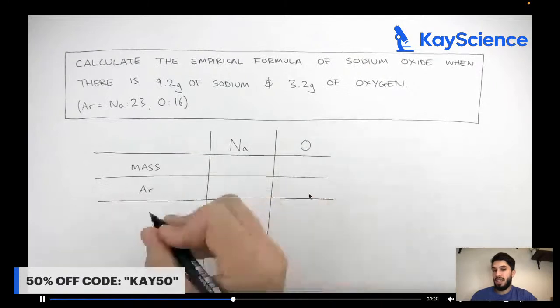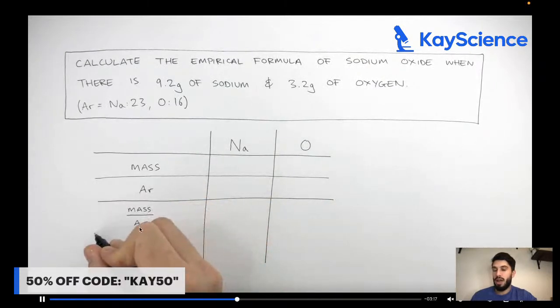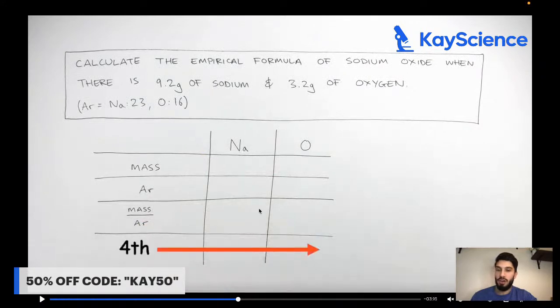You then fill in this information. However, before you do that, just write mass divided by AR because you're going to do a calculation in the third row. The fourth row, we're going to leave for now and we're going to explain it later. So in the first 3 rows, you write mass, AR, and then mass divided by AR. So you're reminded of what you need to do.